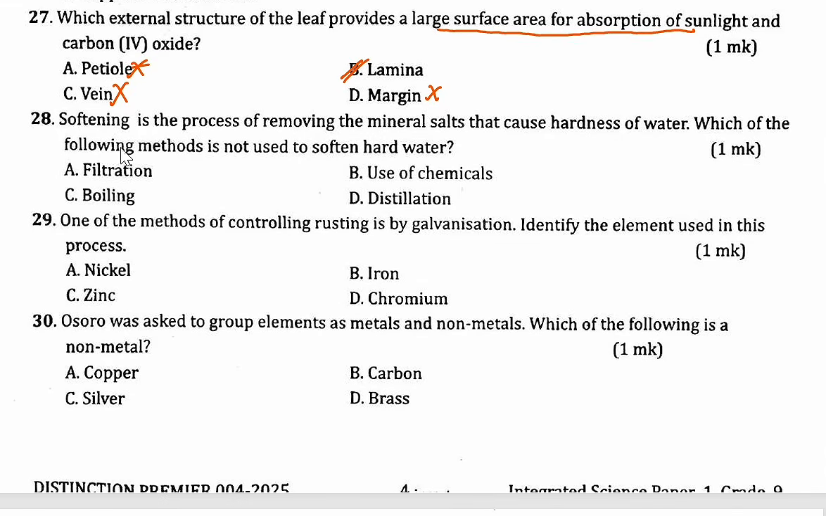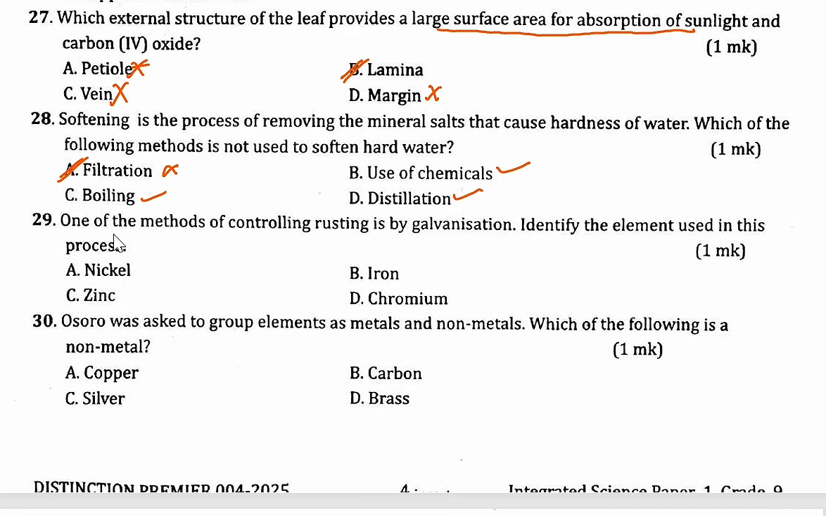Number 28. Softening is the process of removing the mineral salts that cause hardness of water. Which of the following methods is not used to soften hard water? You can use chemicals, true. You can use the distillation method, yes. You can use boiling. But filtration, you cannot filter to remove those elements. So filtration is not true. Therefore, the answer is A.